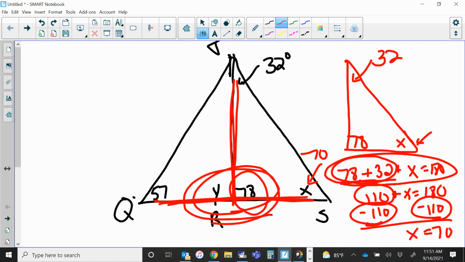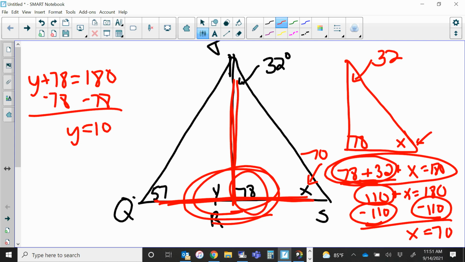So we can go y plus 78 equals 180. That's not from this section, but I can still use it. And I get y equals 102. That's the easy way to do this problem. Does everybody understand that so far? Linear pair. A linear pair is when two angles together form a straight line.